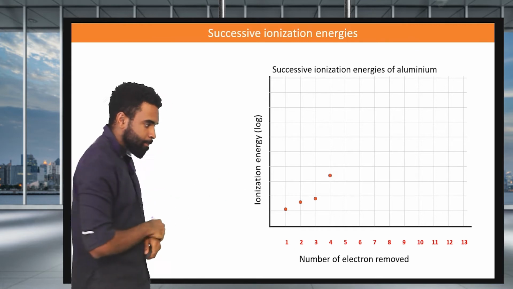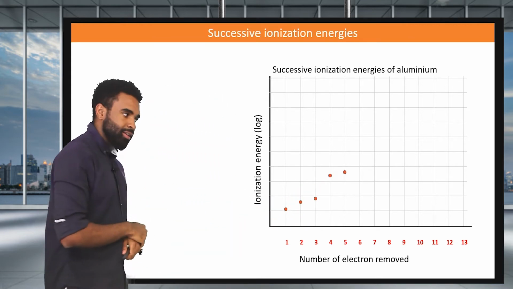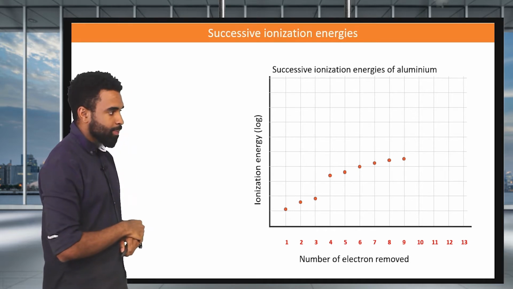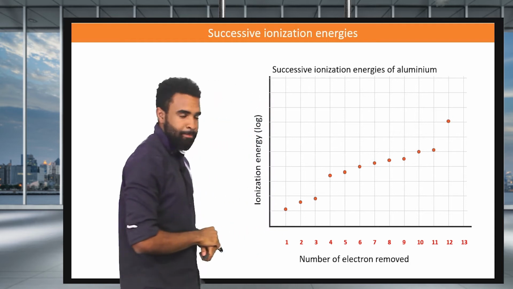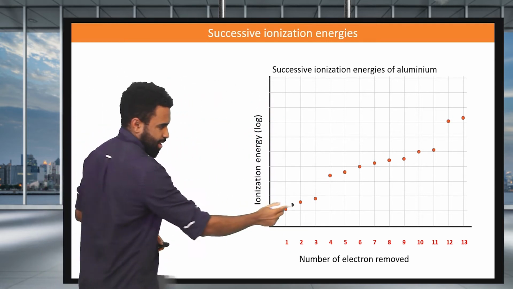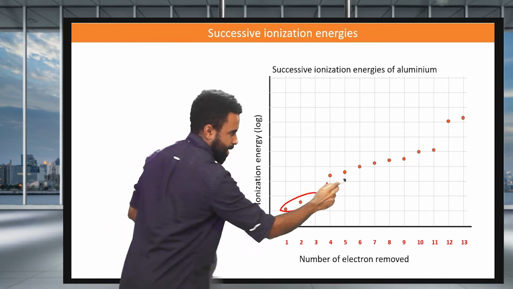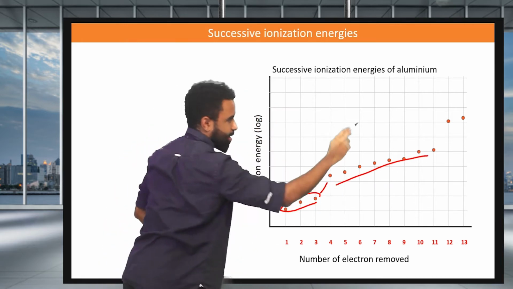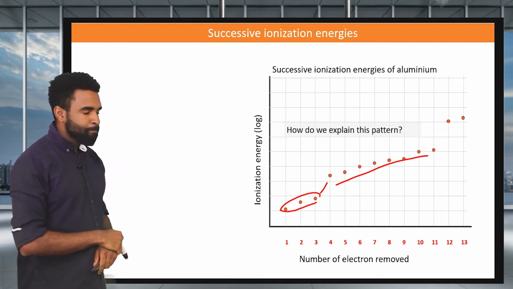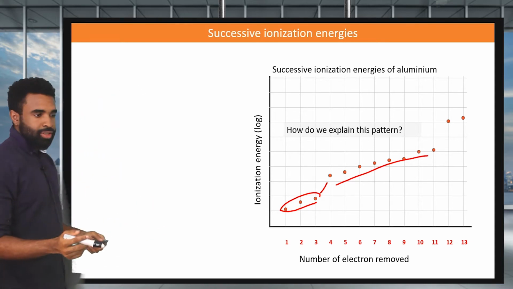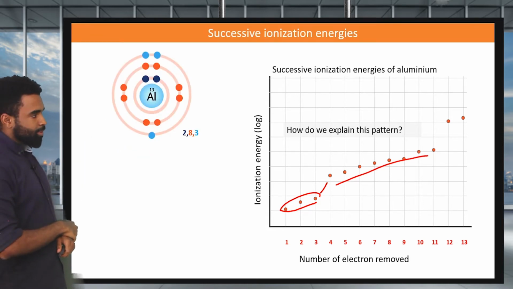And then we have a jump between electrons 3 and 4. And then it's slightly harder again, and so on. And then we have another jump between electrons 11 and 12. Okay? So there were 3 where it was going up gradually, then we had a jump, and then we had 8 where it was going up gradually, and then another jump. How do we explain this pattern, this trend? Well, if we remember just the main level configuration of aluminium, it should be obvious, right?